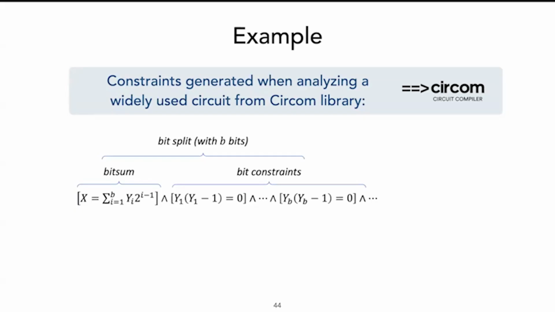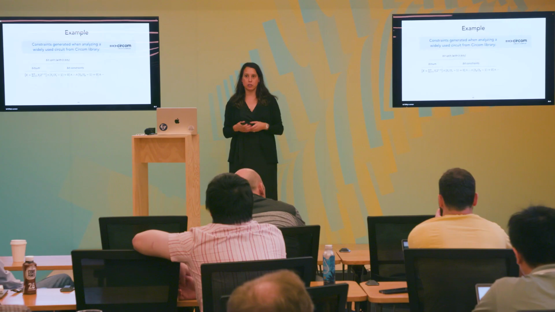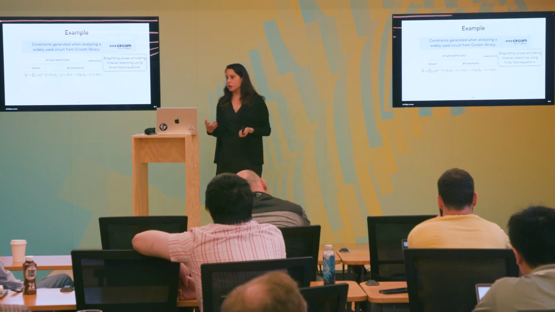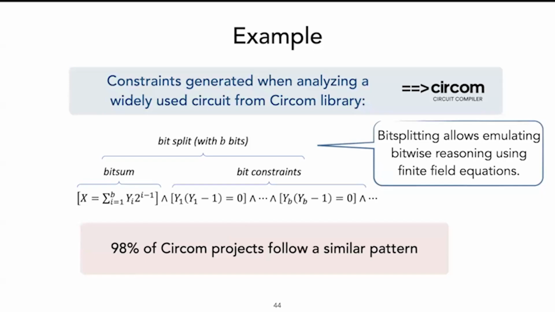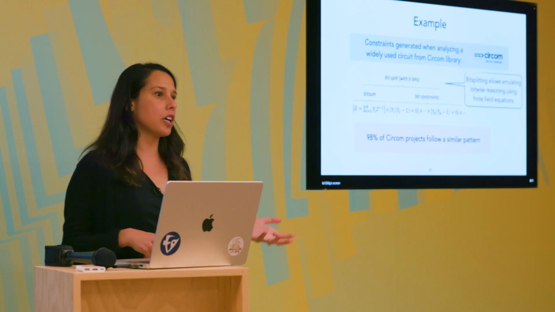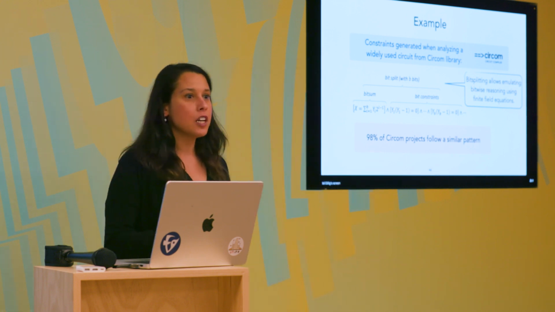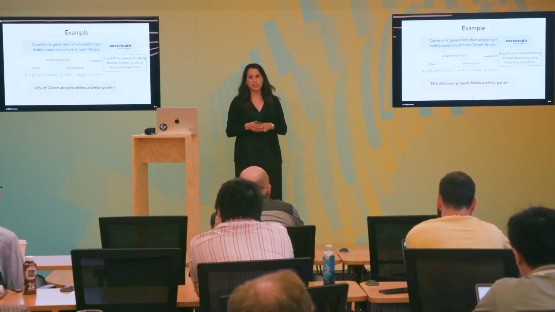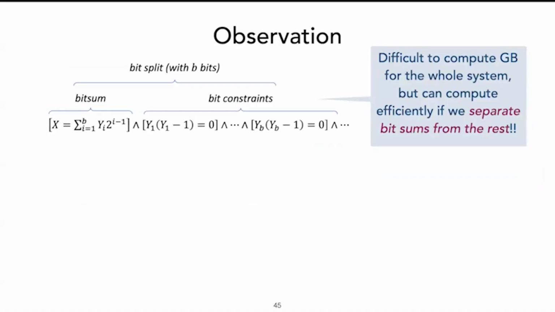As you can see here, we have a bunch of bit constraints that say yi is either 0 or 1, and we have what I call bit sum constraints that say some variable can be written as the summation of yi times 2 to the power of i. Essentially, you're doing bit splitting in order to emulate bitwise reasoning using finite field equations. This is a very common pattern. As I mentioned earlier, our primary language was Circom, so we mined a bunch of Circom projects, and we found that 98% of Circom projects have circuits that exhibit this pattern.